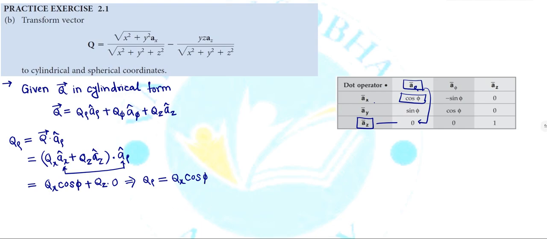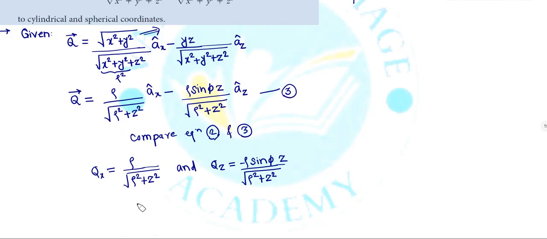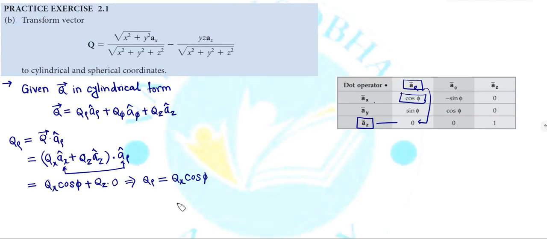But what is qx? If you are going to compare, you can refer to this slide over here, where we have compared equation 2 and equation 3. So we have that qx is equal to what? Rho divided by square root of rho square plus z square. So put that value over there. So we have that q rho is equal to qx. So what is the qx that we have from the previous slide? So q rho is equal to rho divided by square root of rho square plus z square into cos of phi.